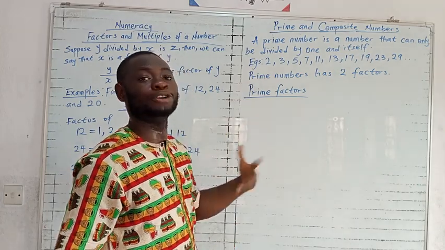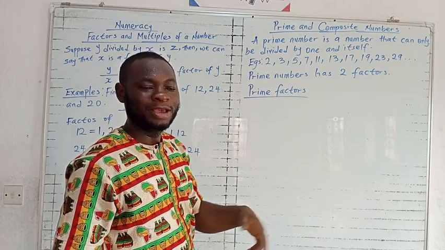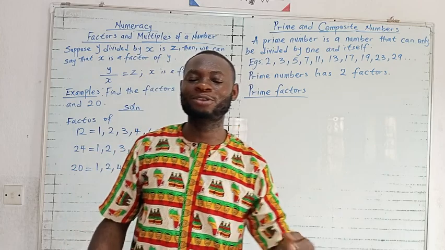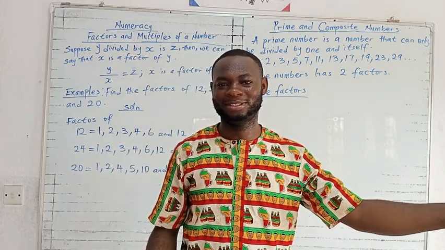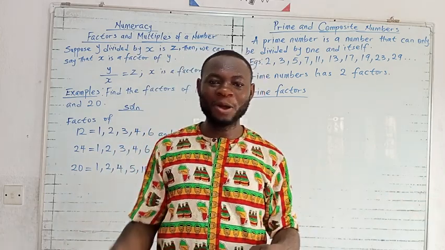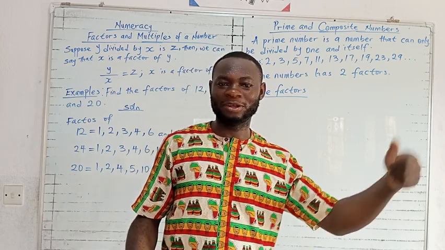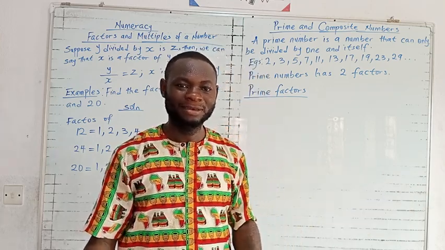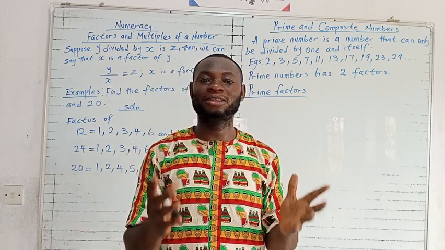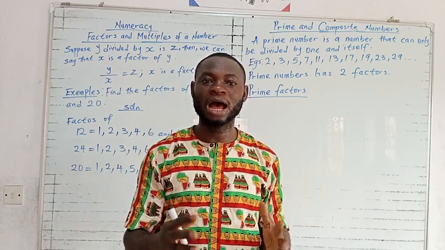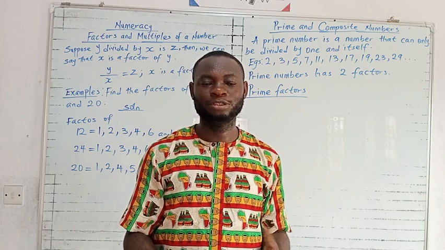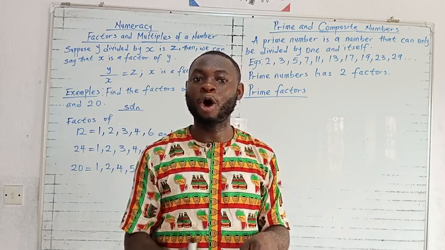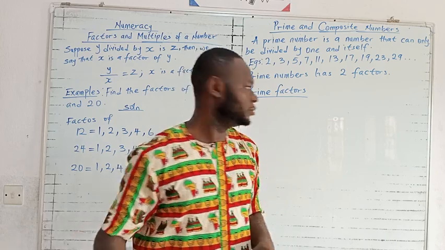Prime numbers are numbers that have two factors. But a prime factor is a prime number that is a factor of another number. A prime number that is a factor of another number is called a prime factor. Okay? All prime factors are prime numbers, but not all prime numbers are prime factors of a number.